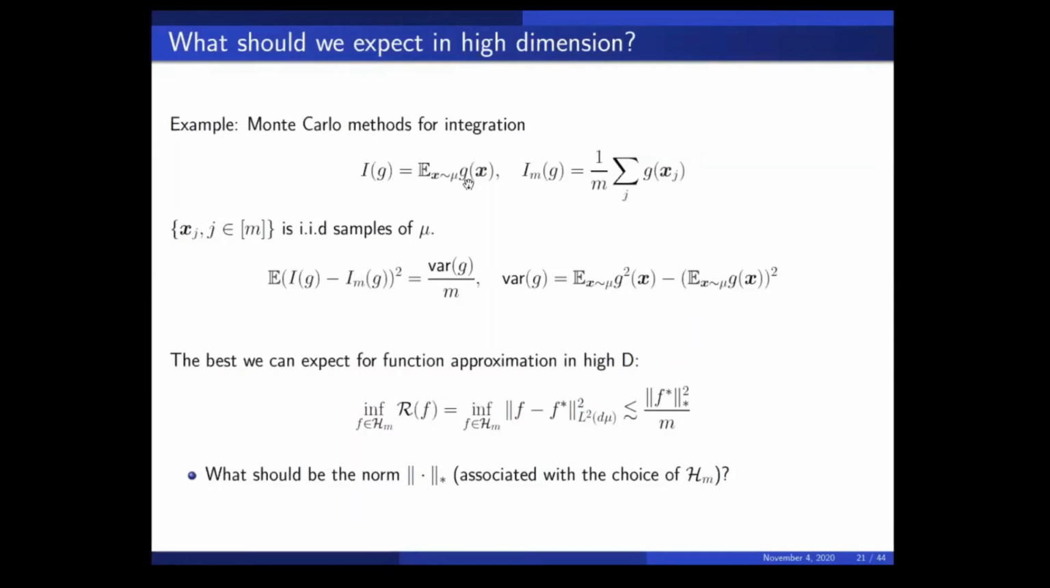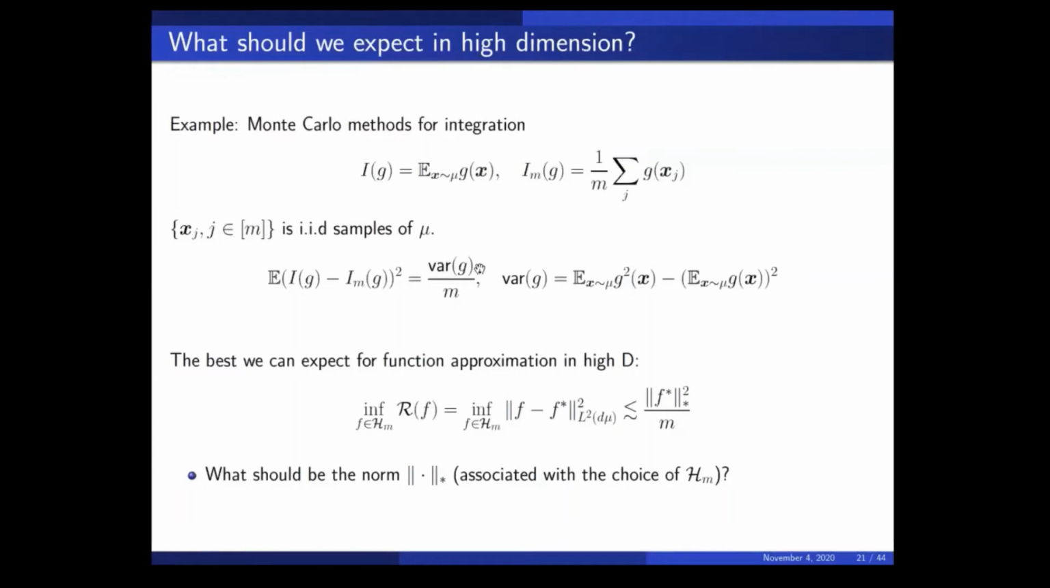Now, in high dimensions, there's one example that has been worked out very nicely, and that's the example of calculating integrals. If you want to calculate this expectation, which is just an integral, where mu is some probability distribution, you can do it the following way. You take an IID sample of mu, and then you replace this integral by this empirical sum. The error in this Monte Carlo approximation can be computed exactly, and it's the variance of g, defined this way, divided by m. Notice that there's no 1 over d in the exponent. This is great news. This means that the convergence rate is independent of dimension.